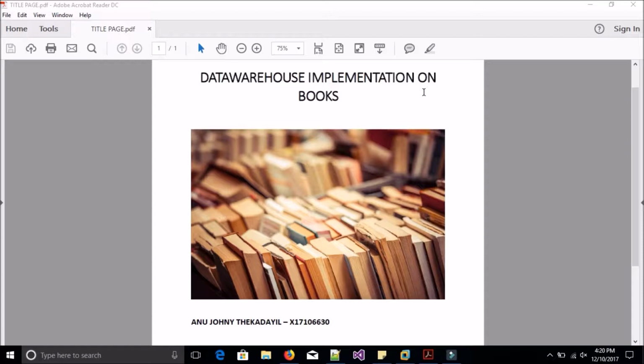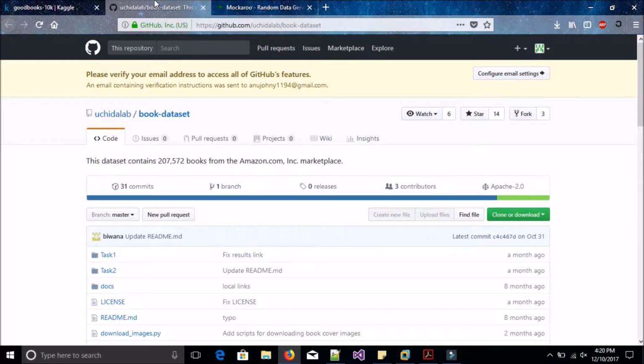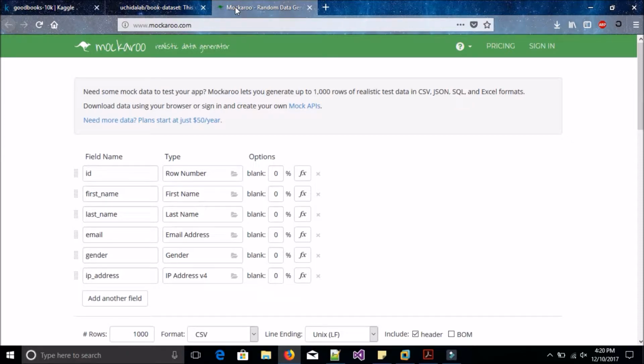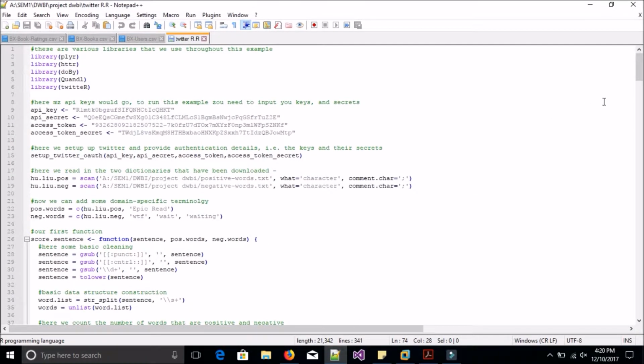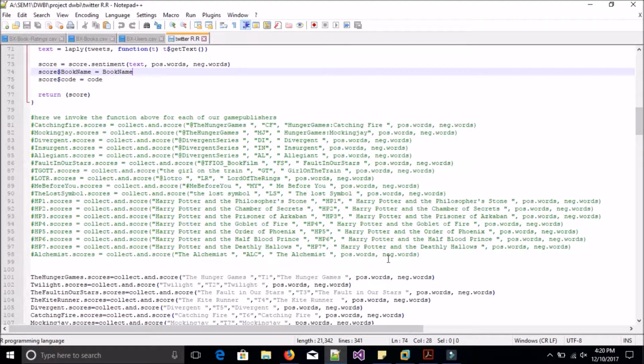My topic for Data Warehousing and Business Intelligence project is books. For this particular project, I have fetched data from 4 different sources, out of which 3 are structured and 1 is unstructured. My first data source is from kaggle.com, my second data source is from GitHub, and my third data source I have generated by using Mokro. My fourth data set is from Twitter by analyzing various tweets and by running this code.